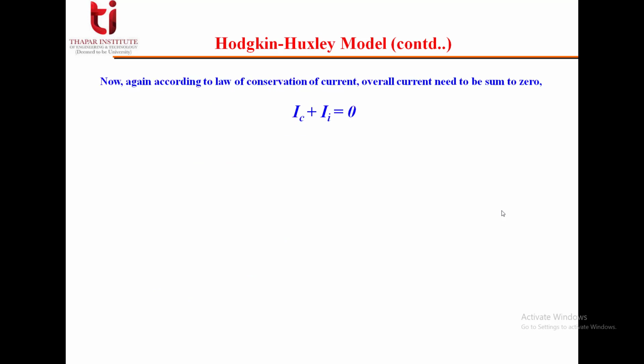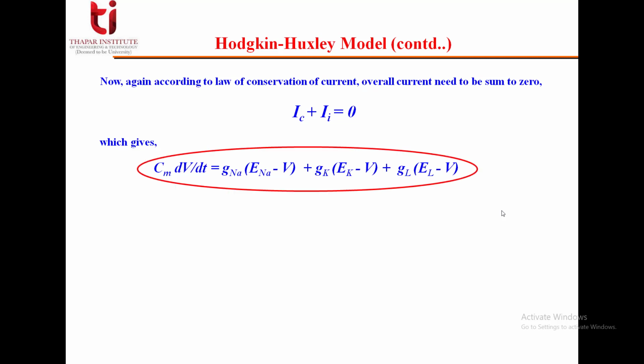Now, according to the conservation of current law, or Kirchhoff's current law, the overall current again needs to sum to 0. That means the sum of the capacitive current and the ionic current, which also includes the leaky current, should be 0. Now keeping all the values which we have seen in the equation, you will get this equation: the capacitive current is equal to the sum of the ionic currents and the leaky current.